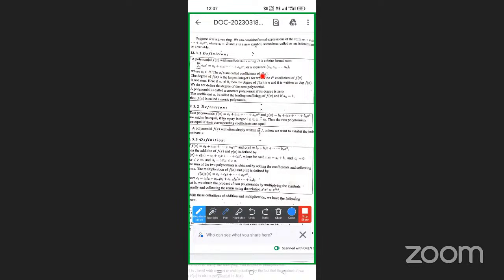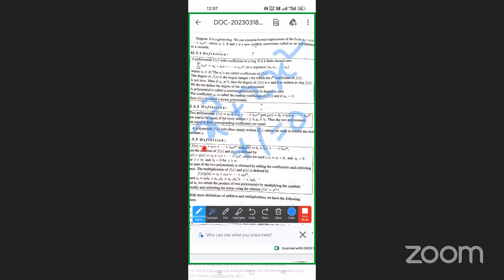The ai are called coefficients of f of x. So in a polynomial, each and every coefficient belongs to the real numbers. This is called a polynomial. The degree of f of x is the largest integer i for which the ith coefficient of f of x is not 0. For example, x cube plus 2x square plus 1. This is one polynomial of degree 3.